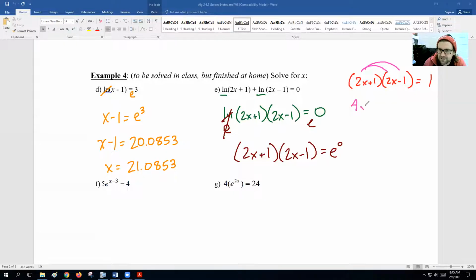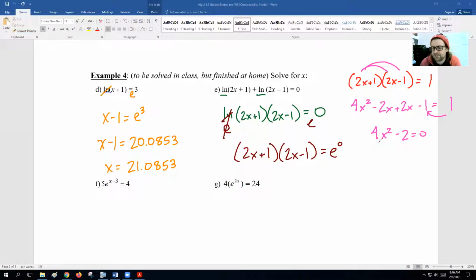2x times 2x is 4x squared. 2x times minus 1 is a negative 2x. 1 times 2x is a positive 2x. And 1 times negative 1 is a negative 1. Oh, and that equals a positive 1 on the other side. Okay, so this is quadratic. It means we got to minus this over here to make this equal to 0. We get 4x squared is equal to, actually, I put an equal sign here. Shouldn't be an equal sign. Let's see, we minus that over, minus 2 equals 0.